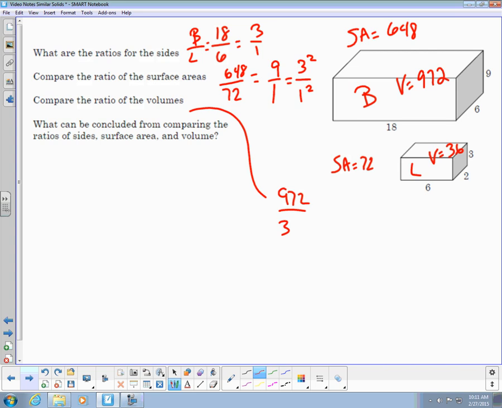972 over 36, and I simplify this ratio, that's not 1 over. That is 27 over 1. Now remember, first semester we also made you work on memorizing all of the perfect squares and the cubes. So this number should look familiar. Remember, volume is measured in cubic units.